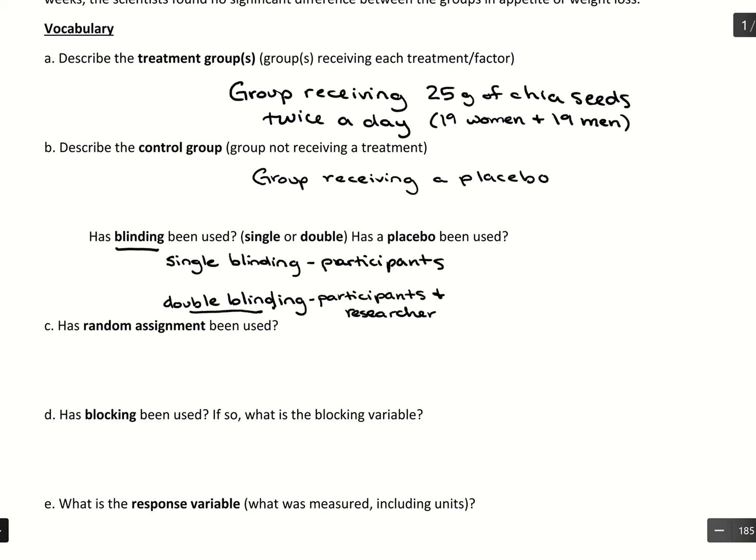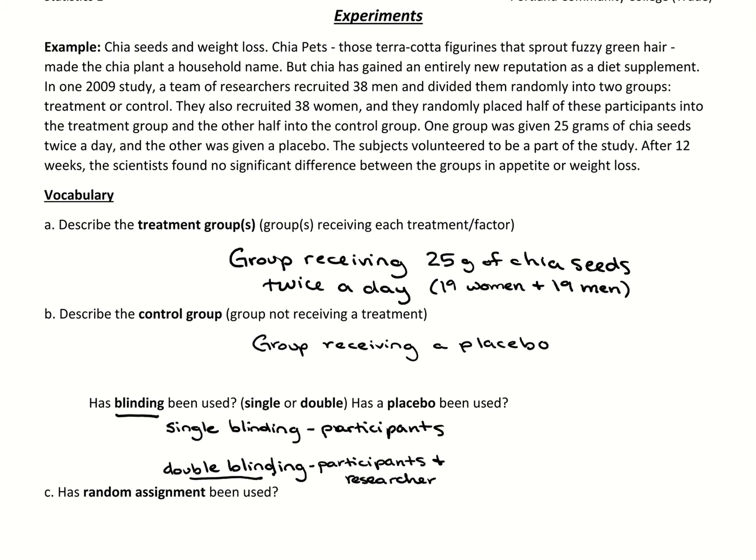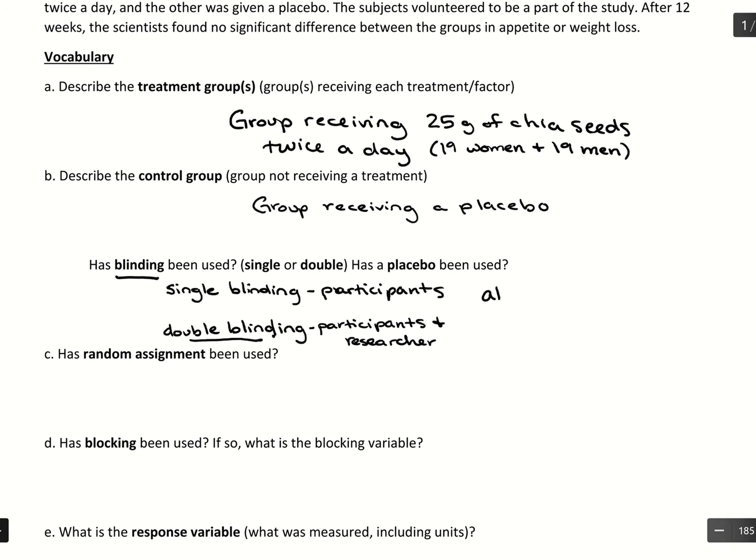But double blinding is even better because it's been shown that researchers can kind of prefer the group or pay more attention to the group actually receiving the treatment. So it's best if no one knows. For our scenario, it doesn't state specifically if it's single blind or double blind, but the idea that they're using a placebo lets us know that it's at least single blind. That's all we can know just based on the fact that they're actually giving a placebo.